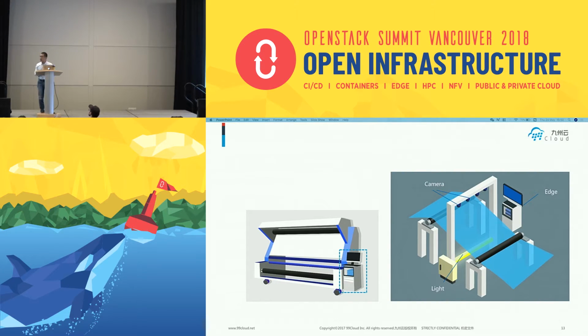So this is a clearer picture of the whole setup. You see there, we can put the edge cloud just in a small box beside the machine, and the edge cloud controls the light and controls the camera. When the fabric is scoring, the edge cloud can locate the defect, and it will also print out all the reports in real time.